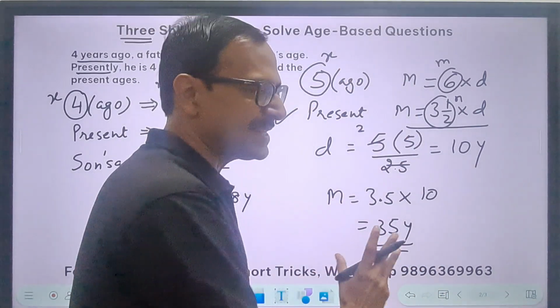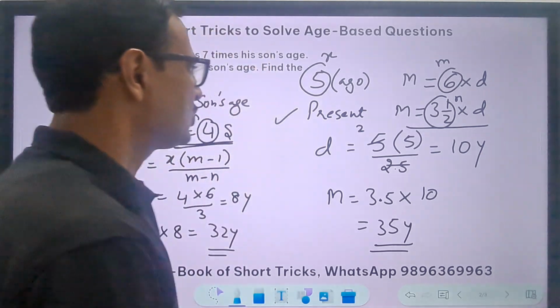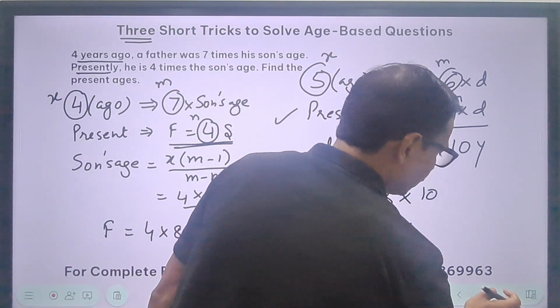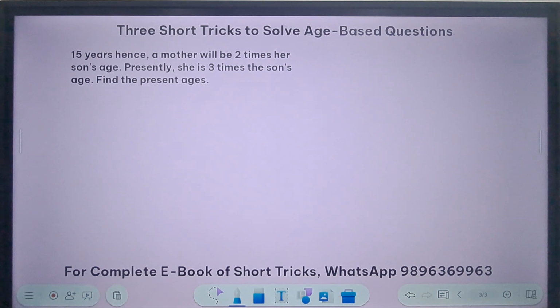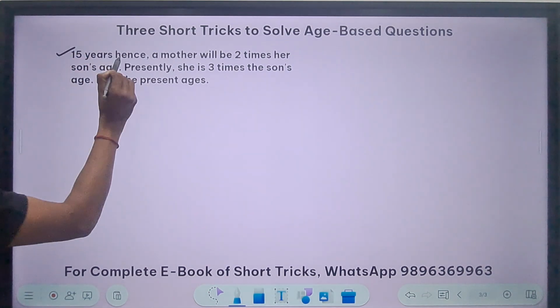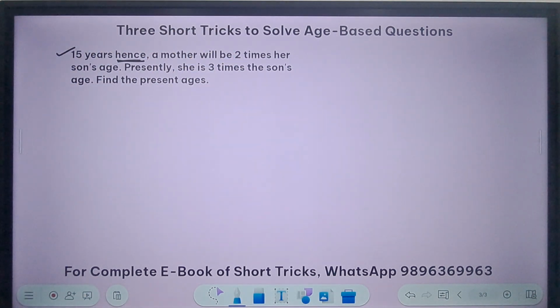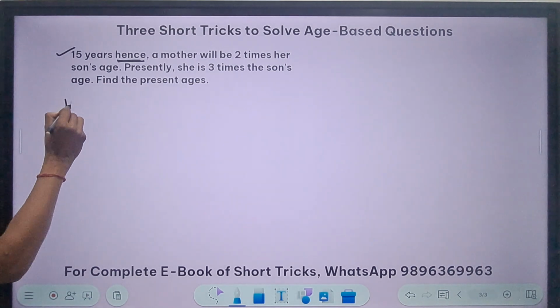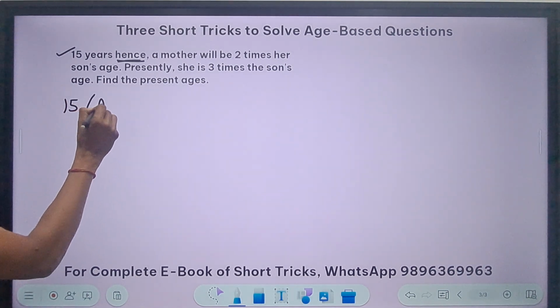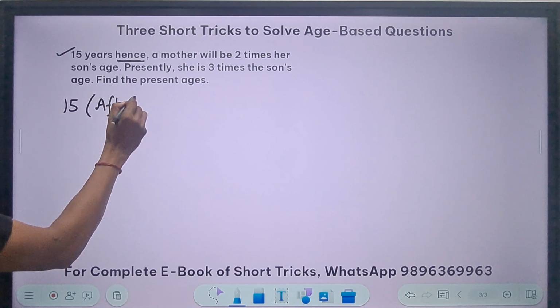See, just 10 seconds now. So this is the second part. Now come to the third part. Now in the third part, the condition is given hence. Hence means after 15 years from the present. So what happens here is, we will write 15 years hence. Hence means after. Okay, that is future.